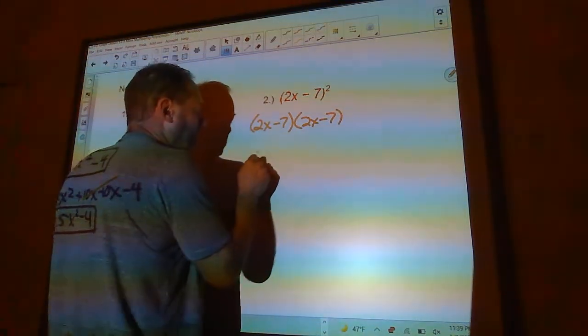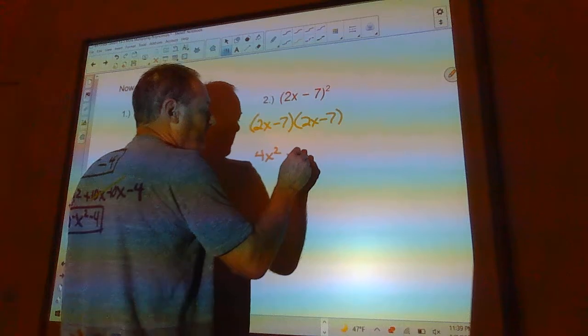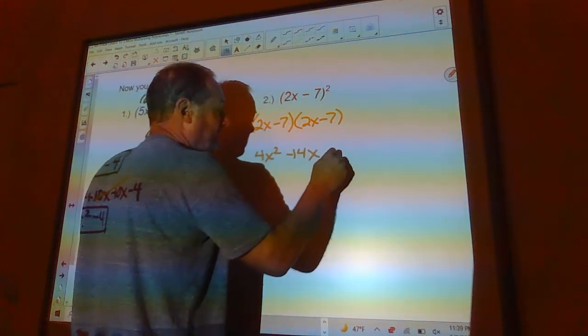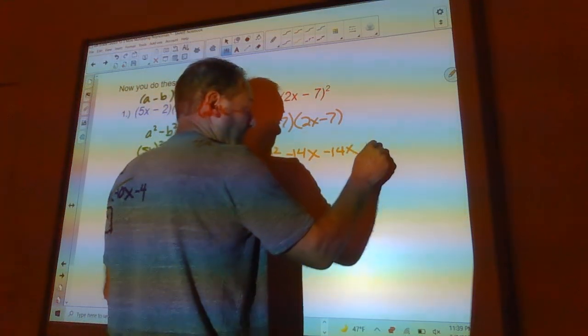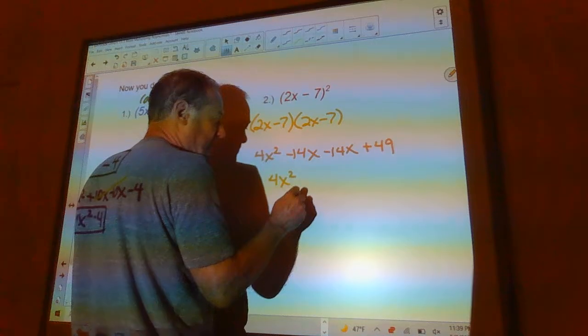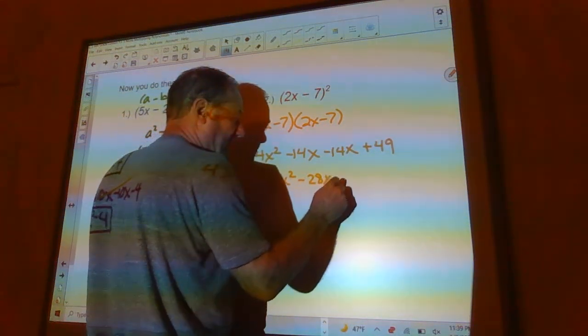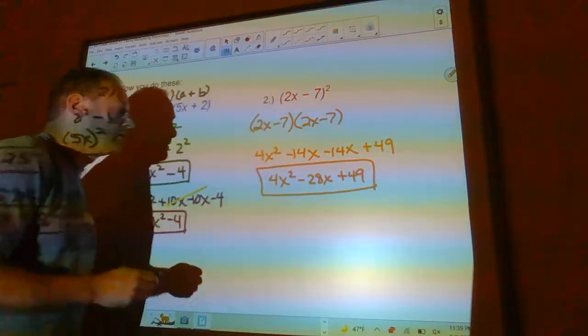So 2x times 2x would be 4x squared. Outside is going to be negative 14x. Inside is also going to be negative 14x. Last is going to be negative 7 times negative 7, which is positive 49. So this is going to be 4x squared minus 28x plus 49. And you're done.